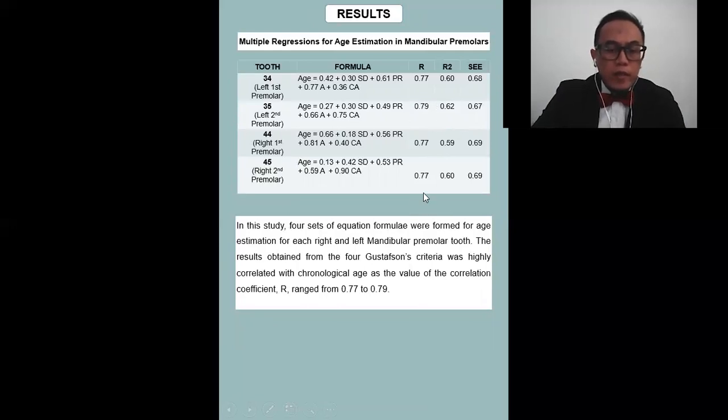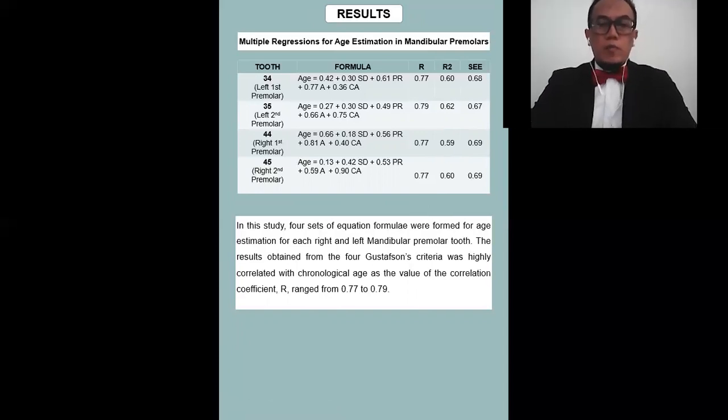Hence, the regression equation calculated in this project can be recommended in principle for adult age estimation of Malaysian individuals. However, the left second premolar has the highest R value. Therefore, this tooth must be the preferred tooth of choice in age estimation.